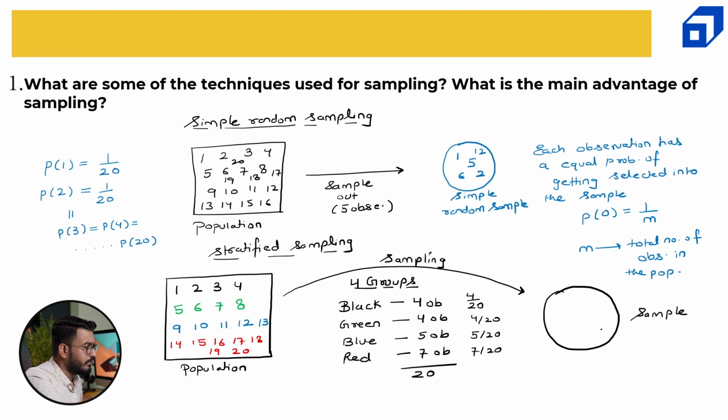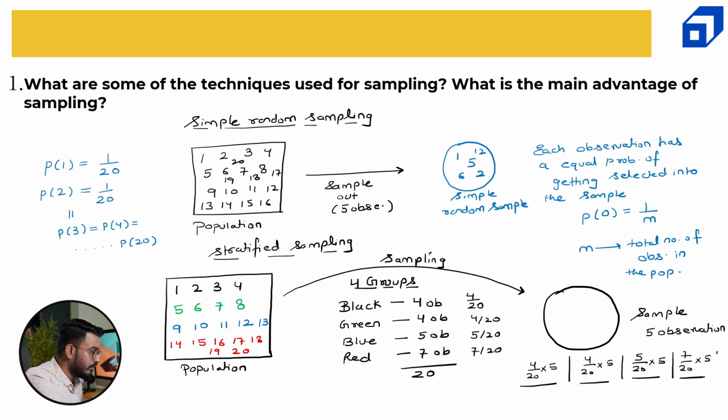Let's say I have to create a sample with 5 observations. So I'll take 4 divided by 20 into 5 observations from the black group. Then 4 divided by 20 into 5 from green. Then 5 divided by 20 into 5 from blue. Then 7 divided by 20 into 5 from red. Now let's quickly solve these.